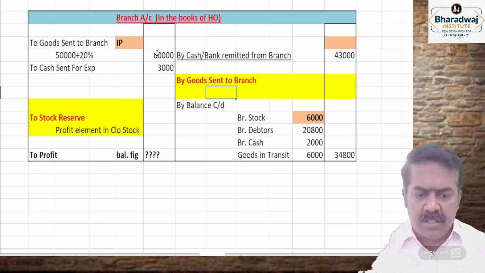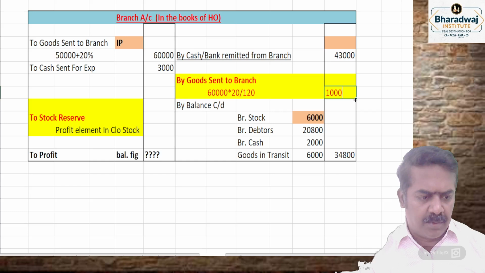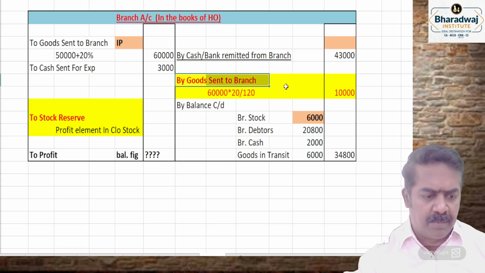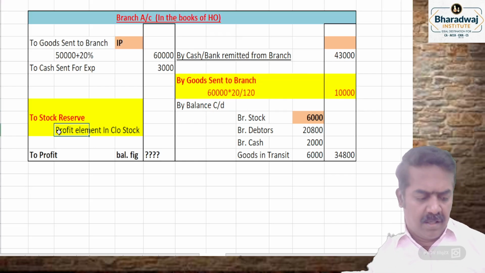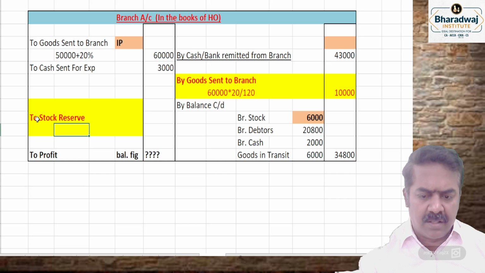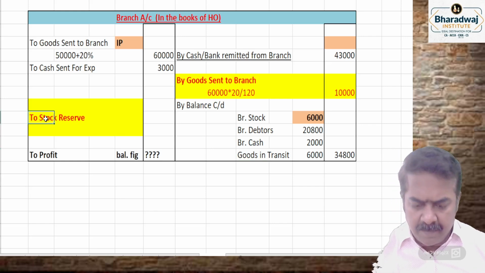How much is goods returned to branch? 60,000 into 20 by 120, 10,000. On the goods sent to branch, loading on the credit side, 10,000. Then closing stock. What is the closing stock? 6,000. In transit, how much is there?